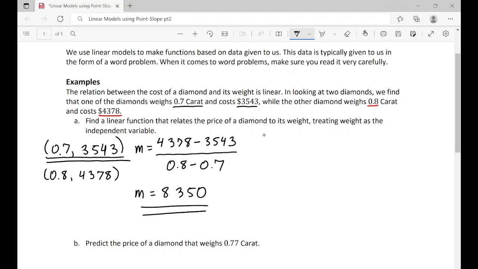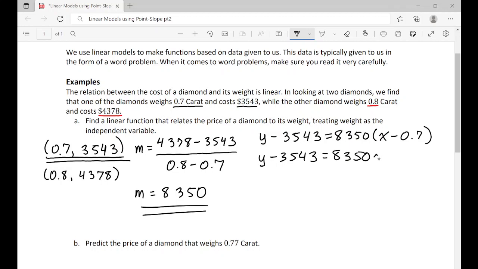So in our formula, point slope, y minus 3,543 equals 8,350 times x minus 0.7. And now distribute the 8,350 over. So y minus 3,543 equals 8,350x minus 5,845. And then I'll add the 3,543 over here.